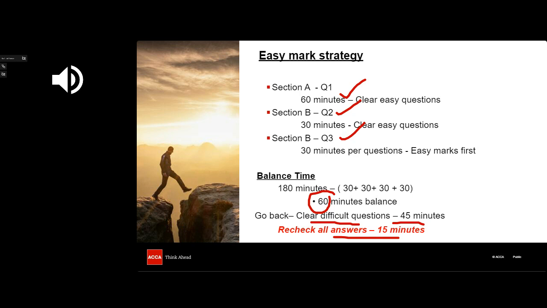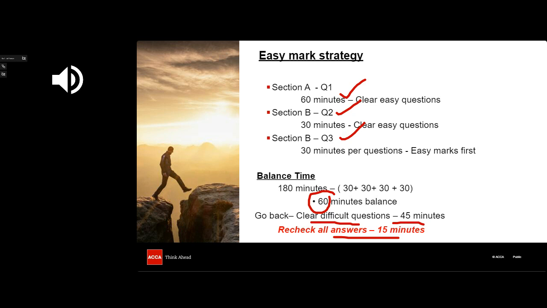Easy marks are fetched. This helps in time management, because the difficult ones, you will not definitely be picking. You would have put that aside for the last 60 minutes, and by that time, your stress, your tension would have all come down.